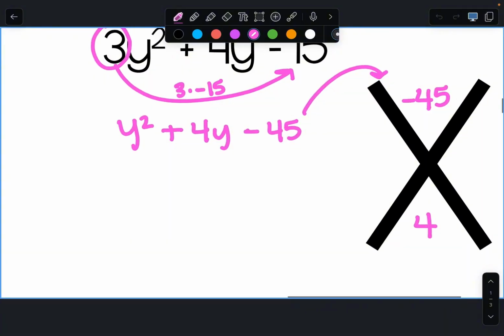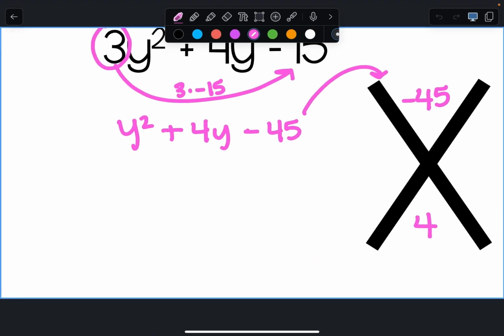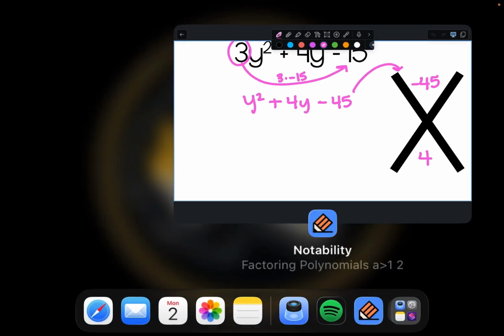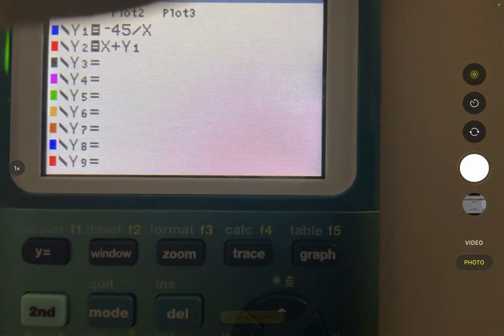So you put it in your calculator. Go to y equals negative 45 divided by x. And in the bottom, x plus y1. How do you get that y1? Don't say I don't know. Look at your notes and let me know what the answer to my question is, please. Alpha trace center. Good. So we got that in there.